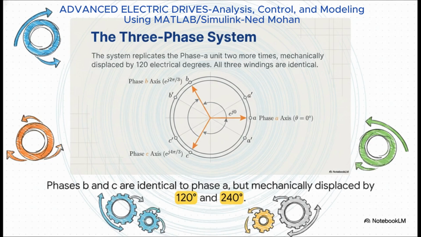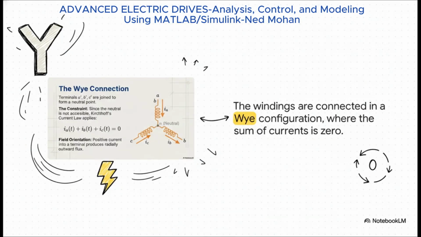Phase B is identical, but it's physically rotated by 120 electrical degrees. And Phase C is also identical, just rotated by 240 degrees. This precise, symmetrical placement is the entire key to how the machine generates a rotating magnetic field. So on top of the mechanical spacing, we also have to connect the windings electrically. The most common setup is the Y, or star connection. You can see one end of each phase is joined together at a neutral point.